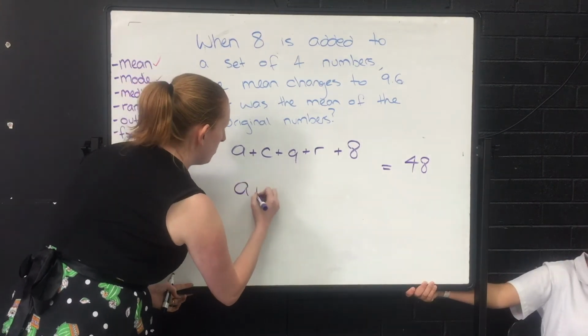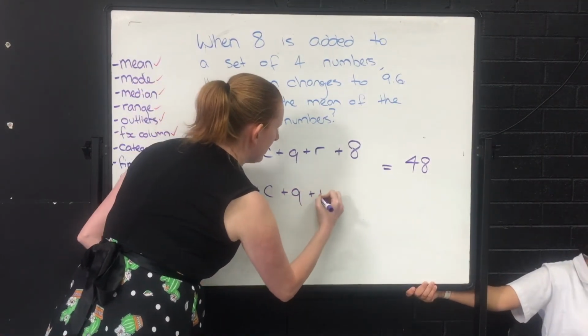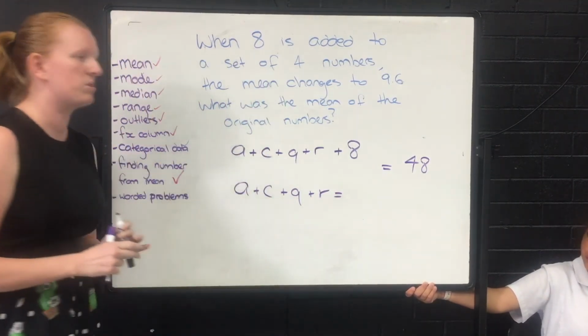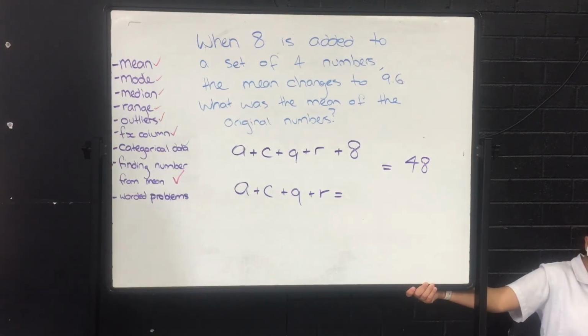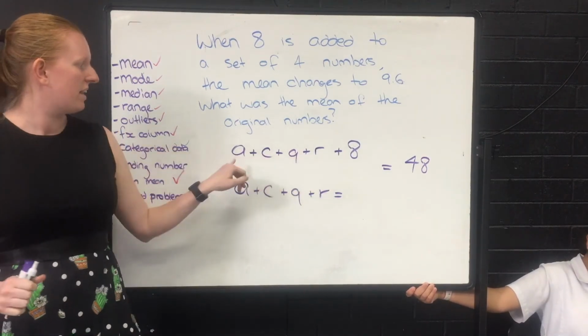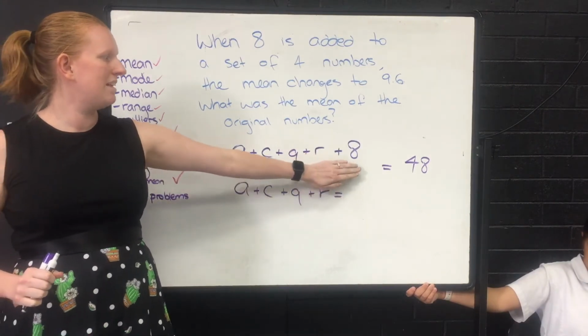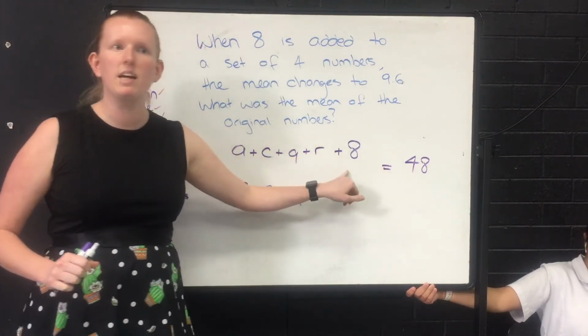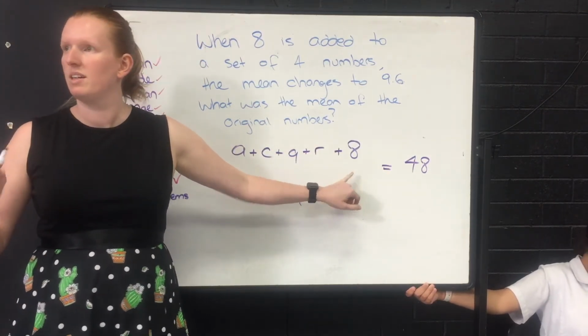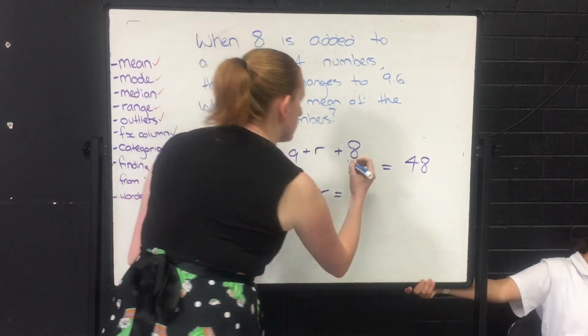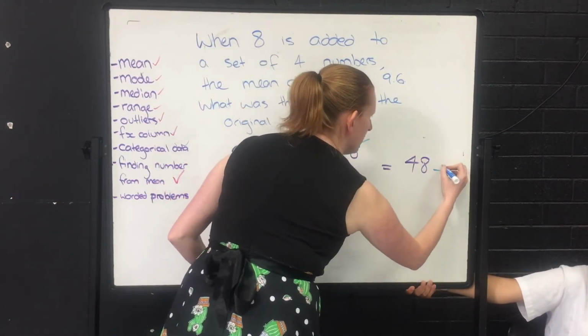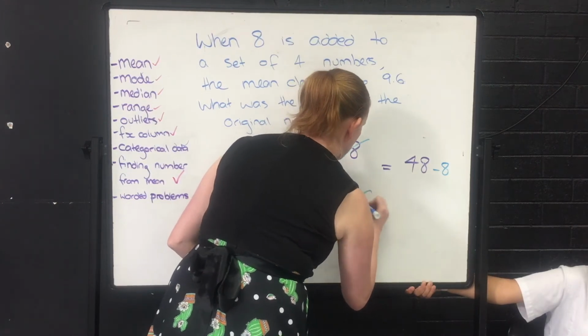If I have A plus C plus Q plus R without the 8, what will they add up to? 48. Okay, so A plus C plus Q plus R plus 8 gives me 48. If I take 8 away, what are they going to add up to? 40. Awesome. So I'm taking 8 away, so minus 8 gives me 40.